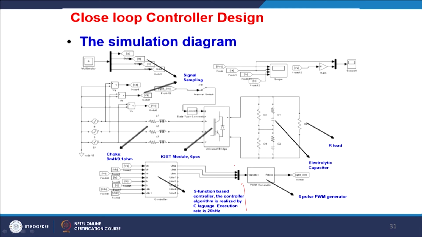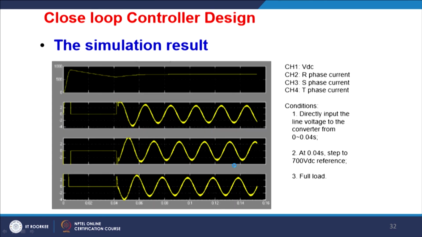So, this will be switching, and just for your interest, this is the DC bus voltage. These are the currents; once it starts there will be spikes, thereafter it will settle down. This is the V D C, and this is the R phase, S phase and T phase. Condition 1 is direct input for 0 to 0.4 seconds, thereafter condition 2 at 0.4 seconds steps the reference to 700 volt, and in condition 3 we have a full load.